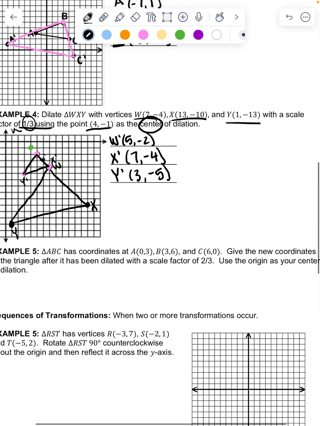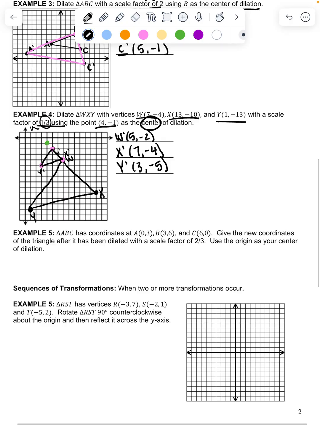All right. Example 5 says triangle ABC has coordinates with A at 0, 3, B at 3, 6, and C at 6, 0. Give the new coordinates of the triangle after it has been dilated with a scale factor of 2/3. Use the origin as your center. Okay, that's really good for us. That means we can use our dilation rule.